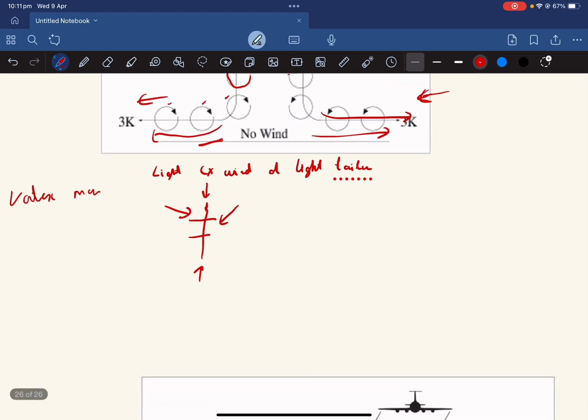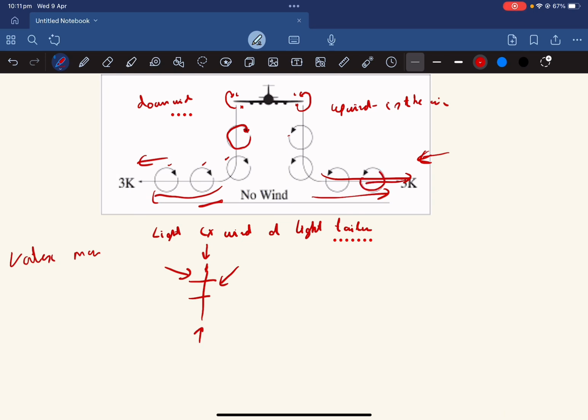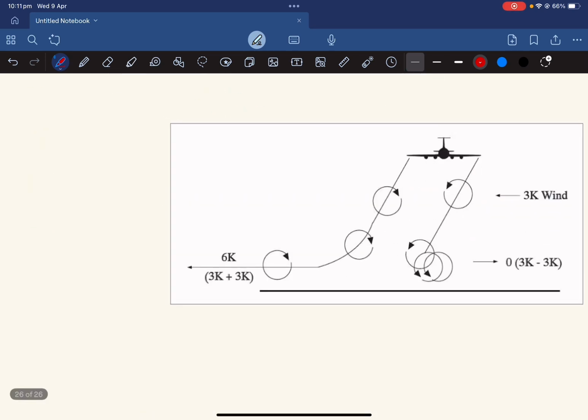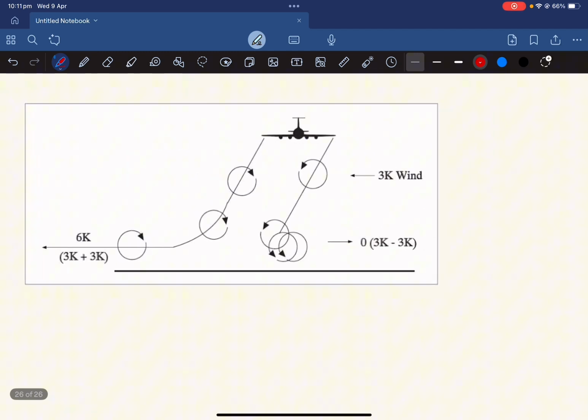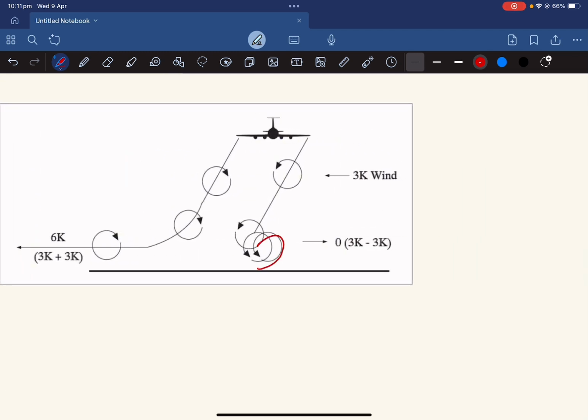So what does this do? It makes these vortices stay on the ground, or the correct word would be runway, for longer. So do you see over here? The downwind vortices are on the runway for a longer time, which is a hazard for other aircraft. I hope it makes sense.